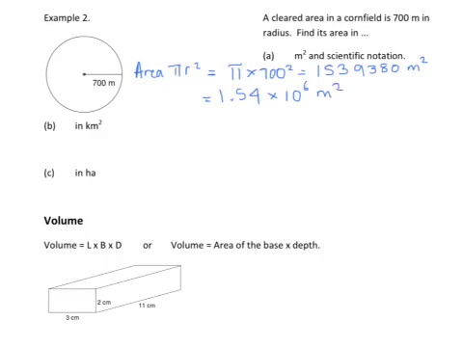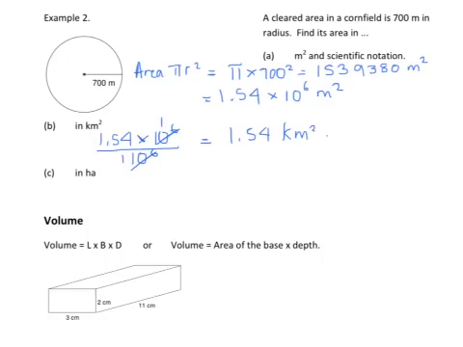Now to change that 1.54 by 10 to the power 6 metres squared to kilometres squared, if you go back and have a look at your table, to change metres squared to kilometres squared was divide by 10 to the power 6. Now those two would cancel out, so you're left with 1.54 kilometres squared. It was quite an easy one.